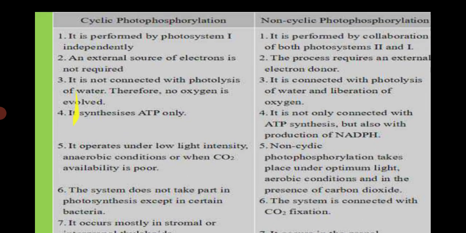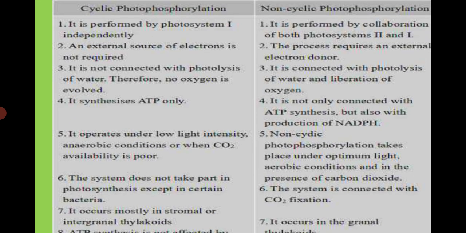Here are some differences between cyclic photophosphorylation and non-cyclic photophosphorylation. Cyclic photophosphorylation is performed by photosystem first. There is a working of only one photosystem, that is photosystem first. Whereas non-cyclic photophosphorylation is performed by a collaboration of both photosystems, that is photosystem second and first. In cyclic photophosphorylation, an external source of electrons is not required. In non-cyclic photophosphorylation, it requires an external electron donor.